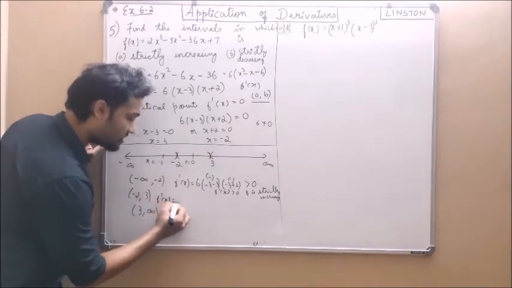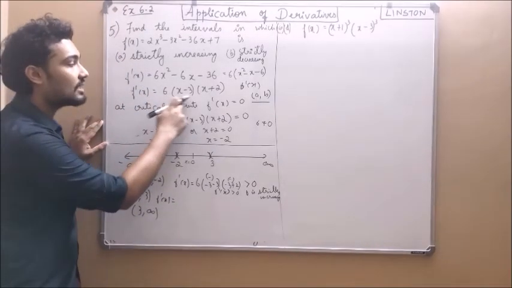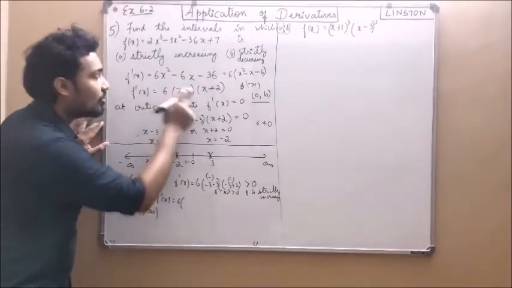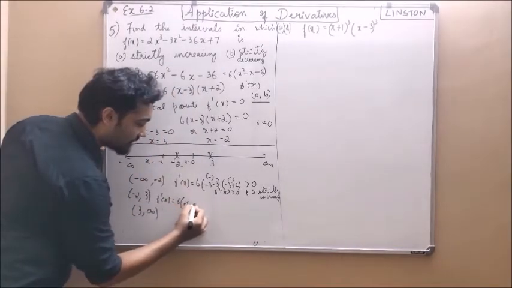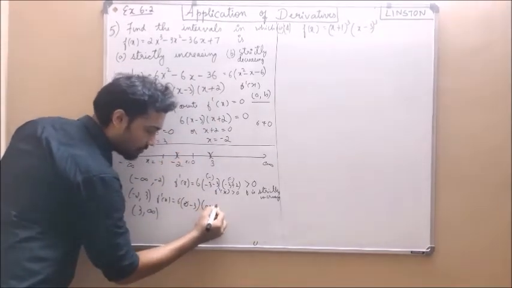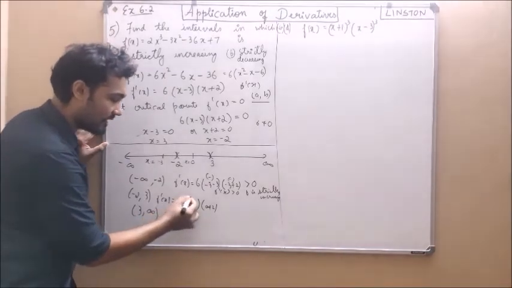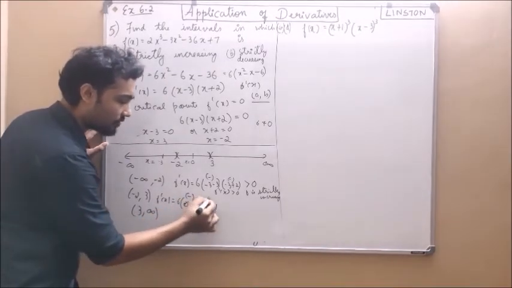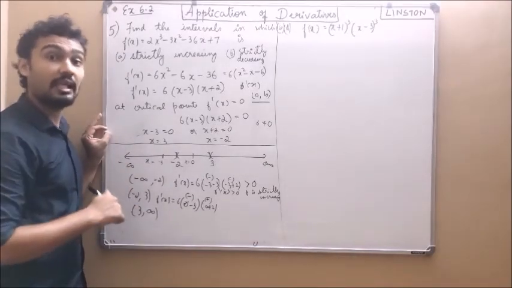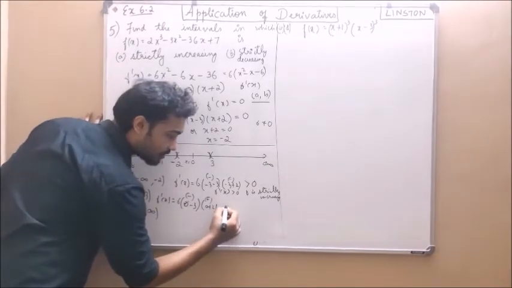So what is f dash of x? F dash of x equals 6 into (x minus 3)(x plus 2). Instead of x put 0. So 6 into (0 minus 3) into (0 plus 2). 0 minus 3 is minus 3, and 0 plus 2 is 2. Minus into plus is minus. So it is negative, so it is less than 0.